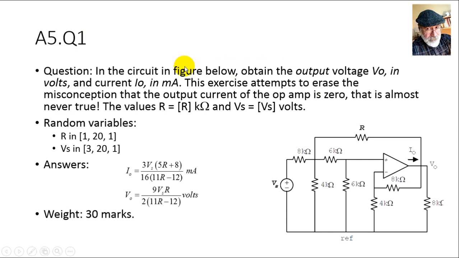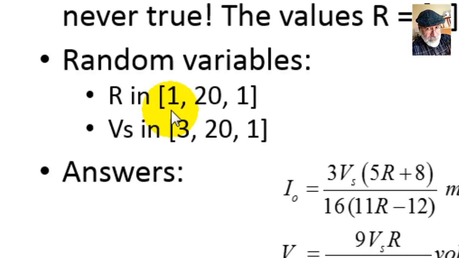Here is a description of the question, and here the random variables are R and Vs, the value of the source. And we specify what is the range of possible values for that variable. R is in the interval between 1 and 20 in steps of 1. So that means 1, 2, 3, 4, 5, 6, 7, all the way up to 20. And Vs is in the interval between 3 and 20 in steps of 1. That is all the integers between 3 and 20, including themselves.